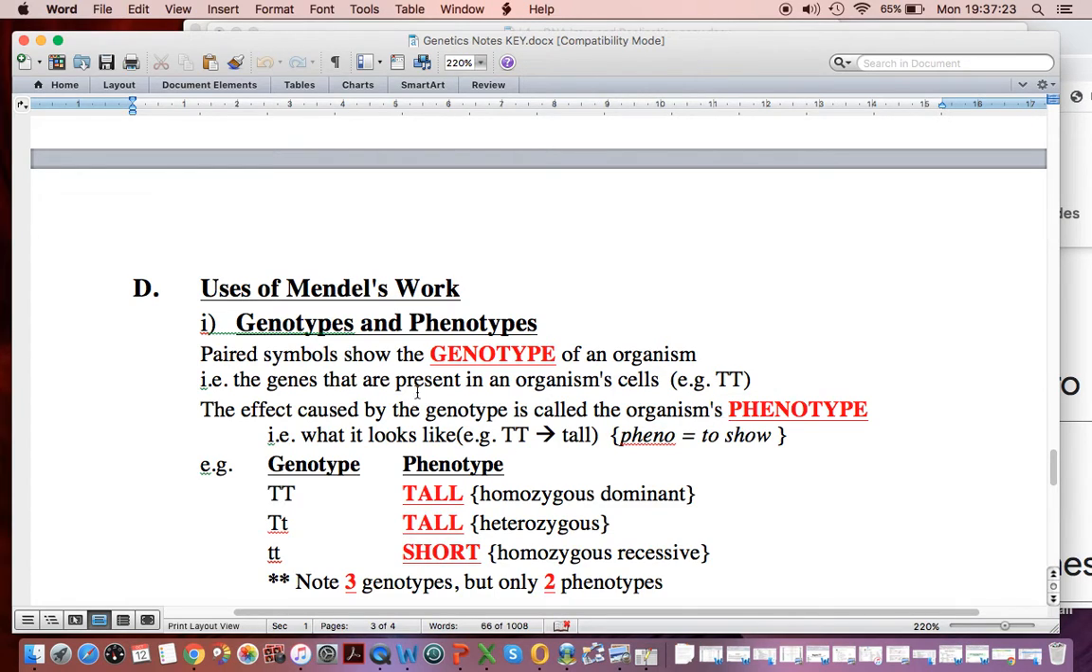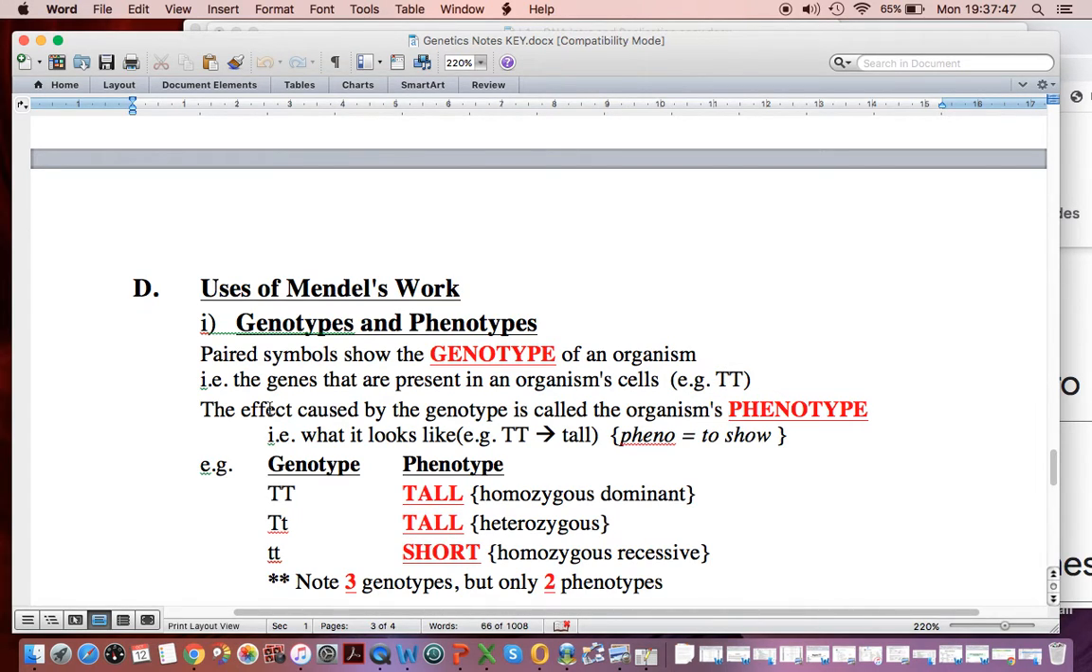Paired symbols show the genotype of an organism. So geno, you look at that and you say, oh, the genes, these are hidden away, things we can't see. But we know that they're related now to the DNA. So genes are sections of the DNA, and we're worried about specific genes. So a genotype there, we have a combination, in this case, of 2 tall genes.